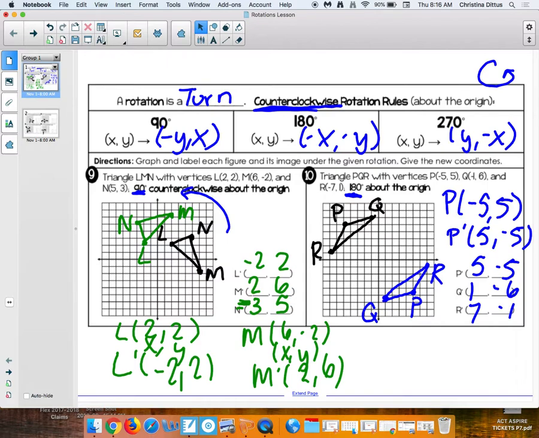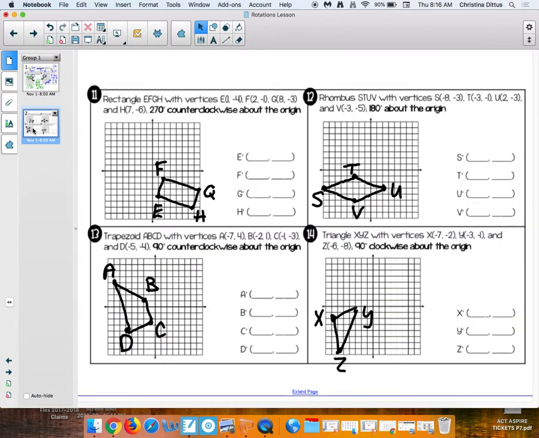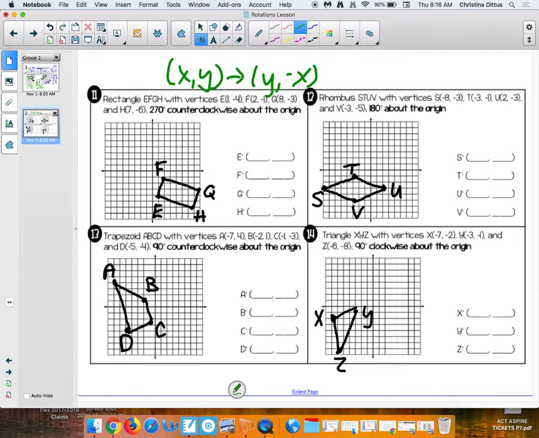Questions on 10? Okay. Look at number 11. If I'm going 270, our rule is (x, y) becomes (y, negative x). One of the common things that I see is that people will flip them, and then they'll make the new thing a negative, when it was supposed to be the one to start with. I don't know, that probably didn't make any sense. Yeah, it did, because when you flip them, they try to make the y negative instead of making the x negative.